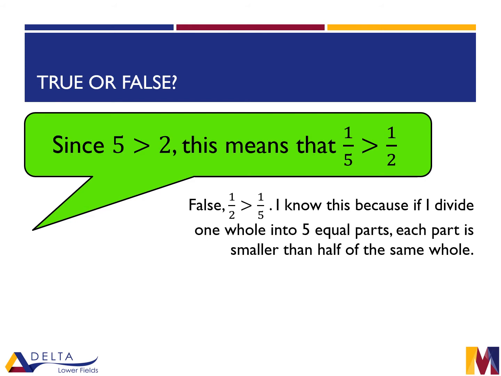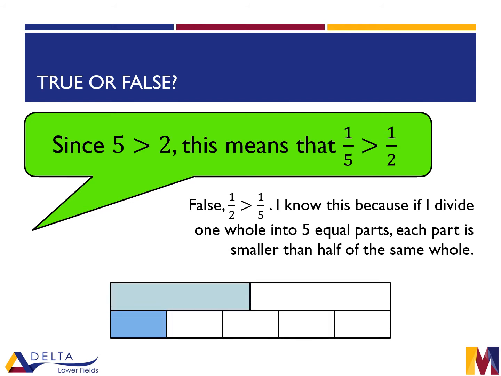Well, of course it's false. 1/2 is greater than 1/5. I know this because if I divide one whole into 5 equal parts, then each of those parts would be smaller than if I divided the same whole into 2 equal parts, or found half of it. We can also prove the concept using a pictorial representation like this one. I've got 2 bars which are the same length, the same size. One of them is being divided in half, one of them divided into fifths, and I can clearly see that 1/2 is greater.